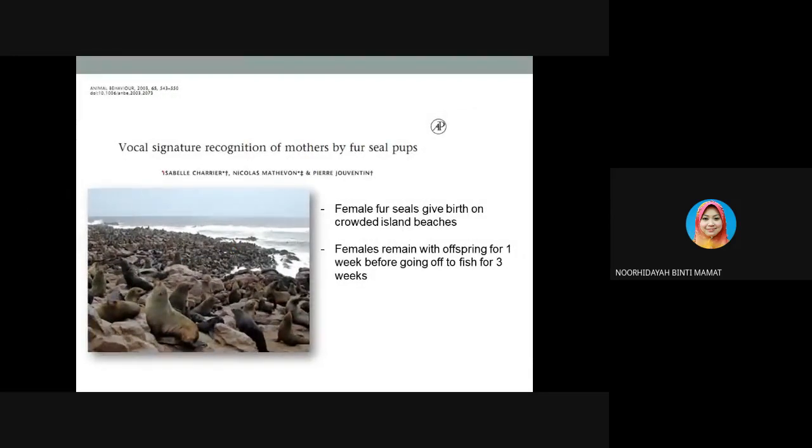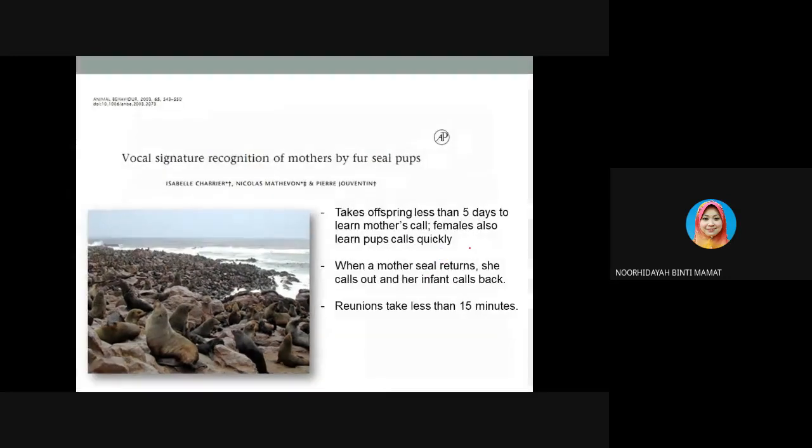So there are the examples in the fossils. The female fossils give birth on crowded island beaches. The female remains with the offspring for about 1 week only before going off to fish for 3 weeks. So it will take the offspring less than 5 days to learn the mother's call. And the females will also learn the pup's call very quickly.